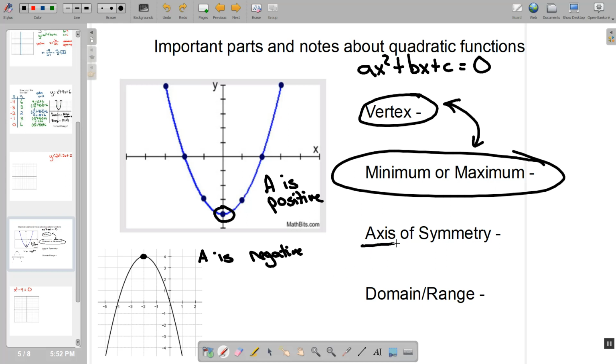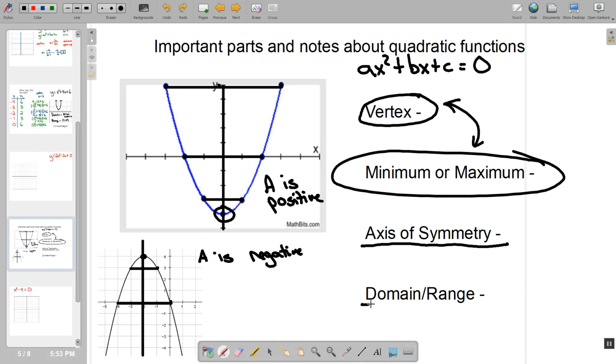Now, the reason why we care about the vertex is because through the vertex is the axis of symmetry, which means values that are equidistant from the axis of symmetry must be equal to each other, and that's by definition of a quadratic. If they're not equal, it's not a quadratic function, and that can happen for positive or negative values if we're passing through the axis of symmetry.